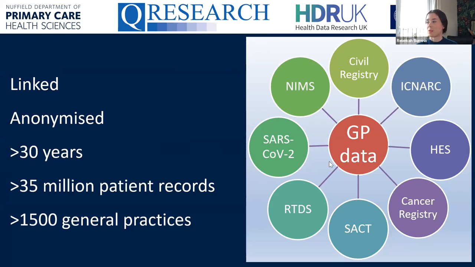The GP data is linked to all of these other circles around it. The HES data, hospital episode statistics, we've got outpatients, admitted patient care, and adult critical care. We have data on cancer from the cancer registry, from SACT and RTDS, the systemic anti-cancer therapy data set and the national radiotherapy data set. We have data on COVID testing and vaccination from the National Immunisation Management Service. We have data on deaths, cause of death and date from the Civil Registry. And we have some data on intensive care units from ICNARC, the Intensive Care National Audit and Research Centre. The data we have is already linked and anonymised, so researchers don't need to worry about that. And we provide access to subsets of these data sets for specific research projects.